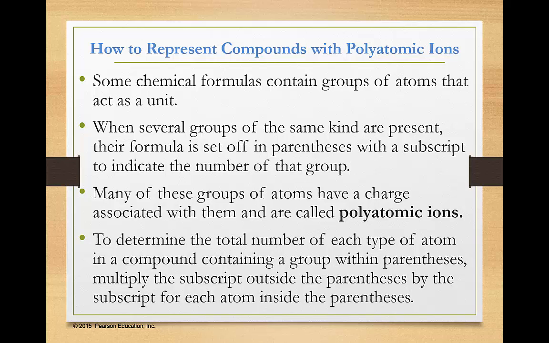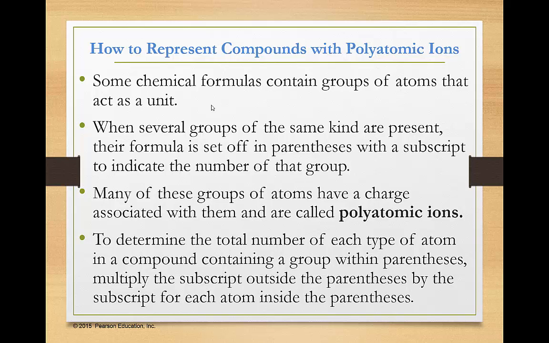So when I have several groups of the same kind present, when I have these polyatomic ions, what I will do is put the formula for that polyatomic ion in parentheses. We'll talk more about polyatomic ions in a bit as far as what those are. But for now, if you're looking at a chemical formula and you see parentheses in the formula, that is telling you that everything inside the parentheses is acting as a unit together. We're not going to break those apart. Those are kind of stuck together.